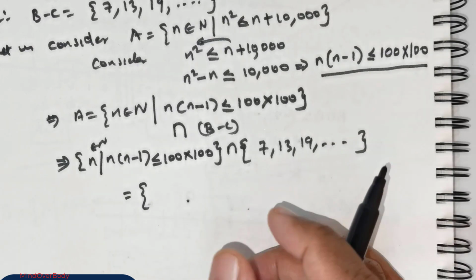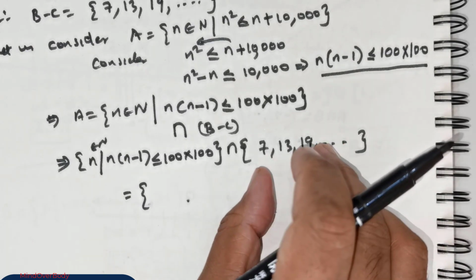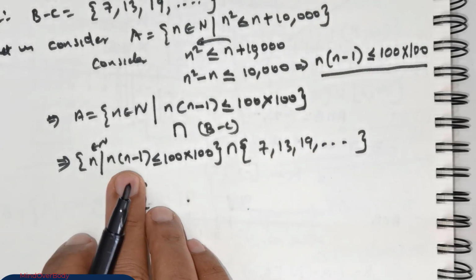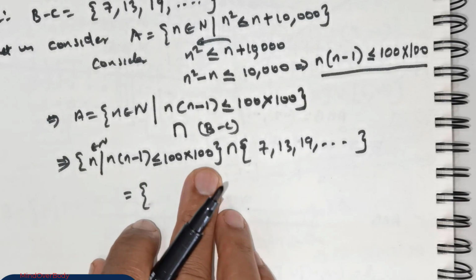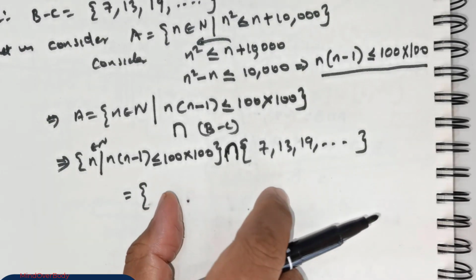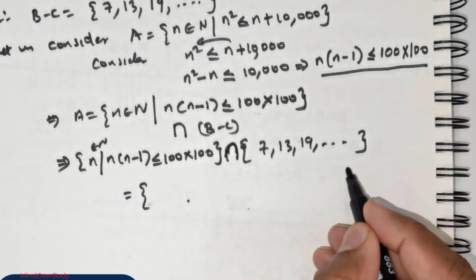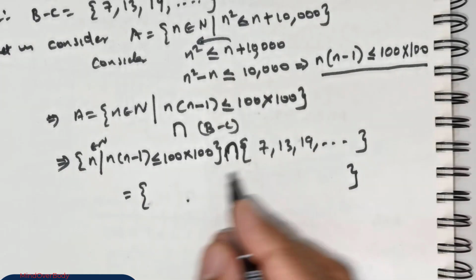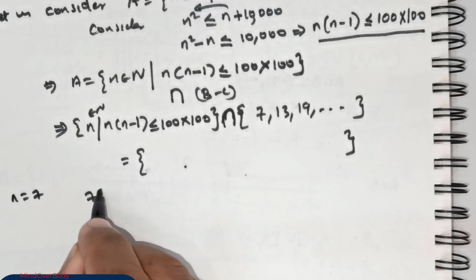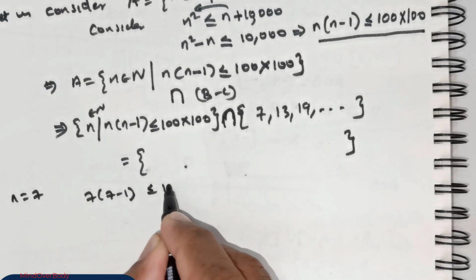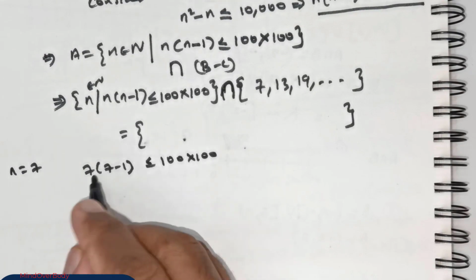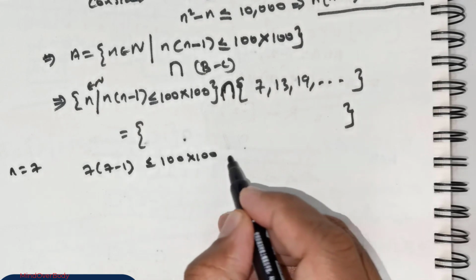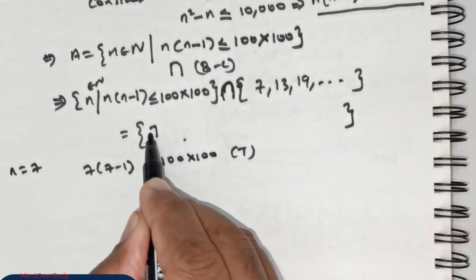So the idea is to take out each element and try to see if they are satisfying this inequality, n times n minus 1 less than equal to 100 times 100. If it satisfies, then that element would fall into this parenthesis. So that is the idea. So we will have to look for all n, right? So let's do that. When I take n is equal to 7, 7 into 7 minus 1 should be less than equal to 100 times 100. Is it true? 7 minus 1 is 6, 6 times 7 is 42, 42 is less than equal to 100 times 100. So this is true. So I can very well place 7 there.